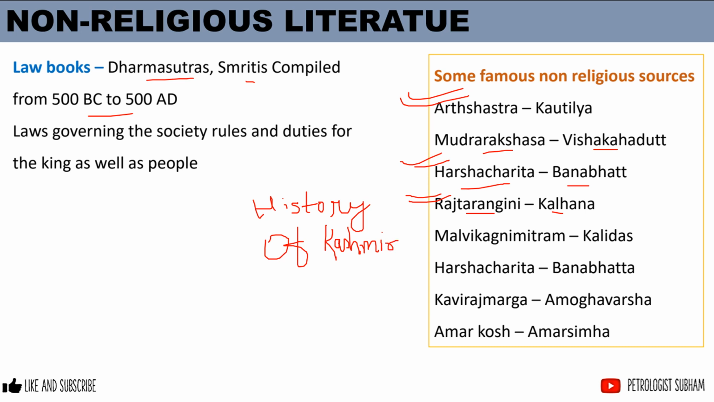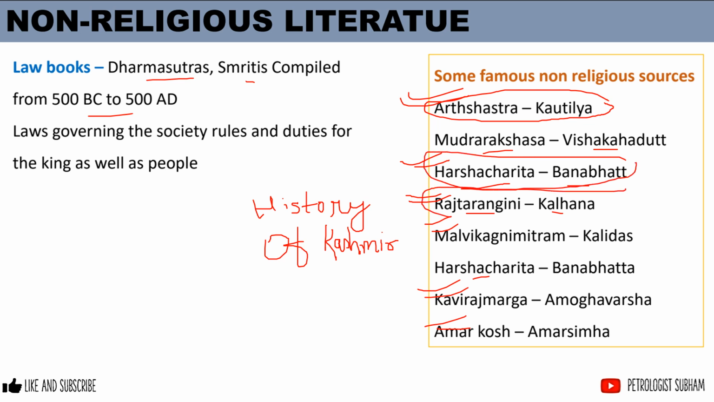Then Malavikagnimitram, written by Kalidasa. Harshacharita, again repeated. Amoghavarsha wrote Kavirajamarga. Amarakosha by Amarasimha. Now the important ones are Arthashastra, Harshacharita, Rajatarangini, and Amarakosha. See, among these sources I am also telling you what the importance is.